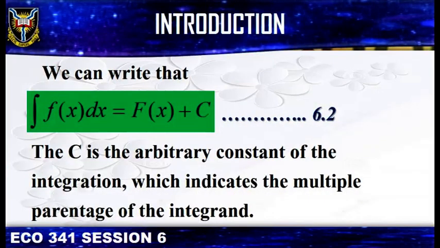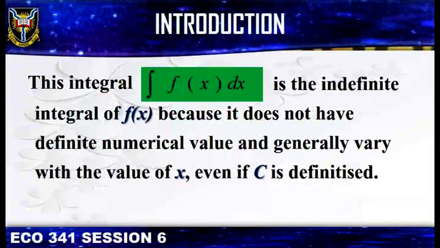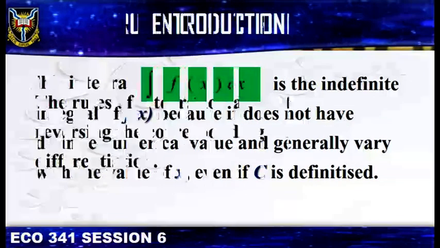We can write that ∫f(x)dx = F(x) + c, equation 6.2. The c is the arbitrary constant of the integration, which indicates the multiple parentage of the integrand. This integral ∫f(x)dx is the indefinite integral of f(x) because it does not have a definite numerical value and generally varies with the value of x, even if c is definitized.